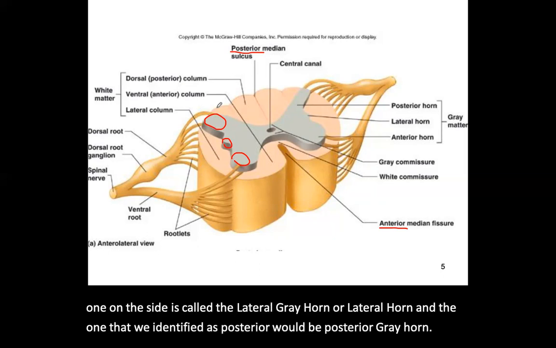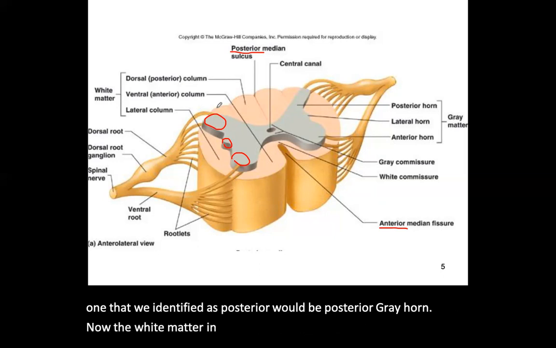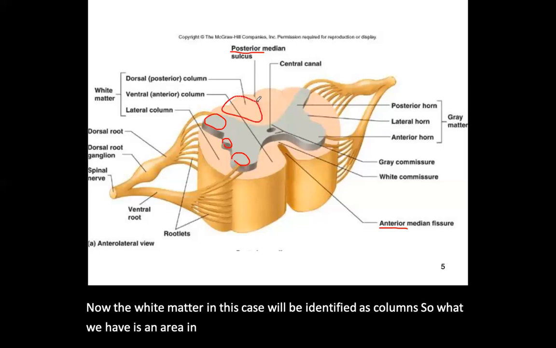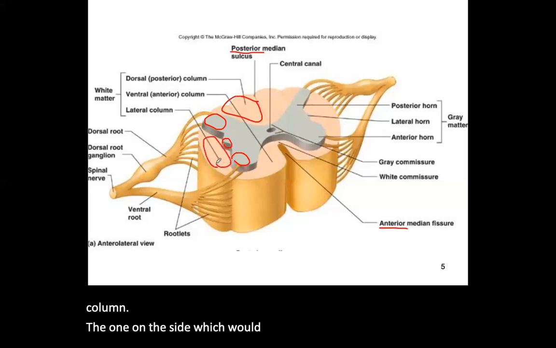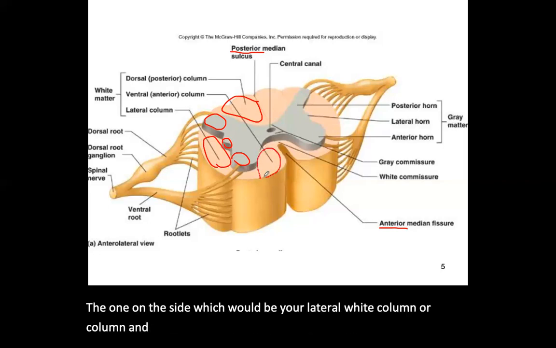Now the white matter in this case will be identified as columns. So what we have is an area in the back right here. That's your posterior white column. The one on the side would be your lateral white column, and the one in front is identified as the ventral or anterior white column.